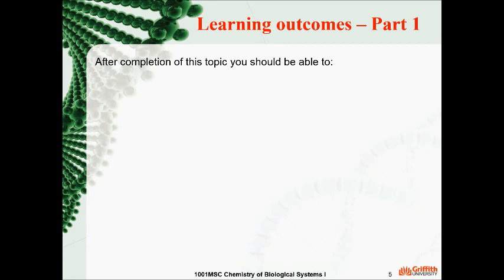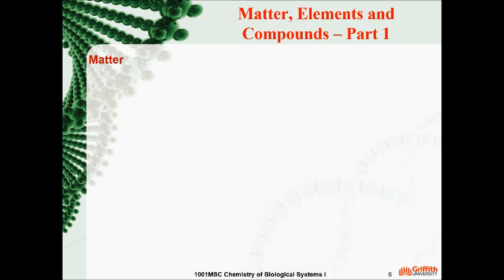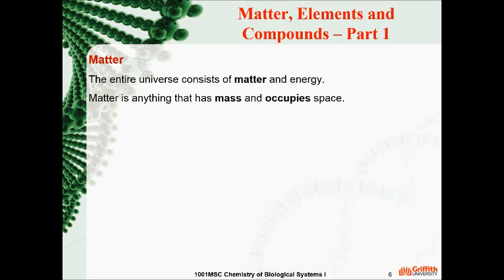The learning outcomes of the first part of Module 2 are: define matter and the three physical states of matter, differentiate between homogeneous and heterogeneous mixtures, and differentiate between physical and chemical change. Matter is everywhere around us, and every day we come into contact with countless kinds of matter. We can broadly define matter as anything that has mass and occupies space.